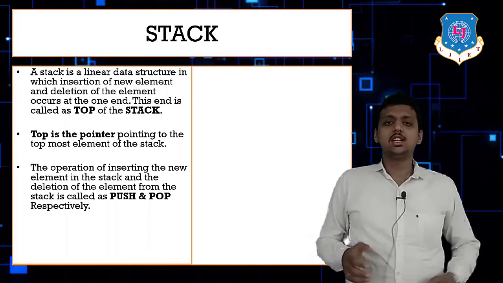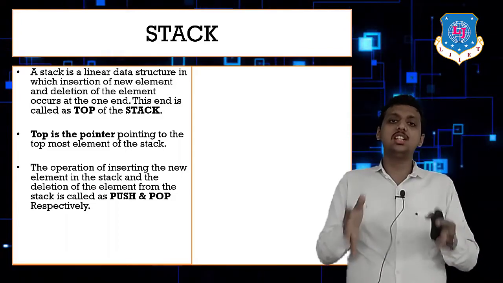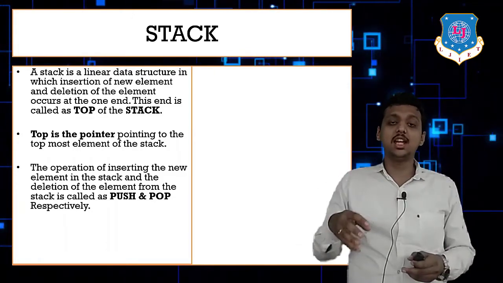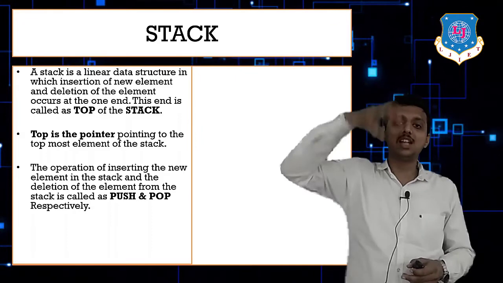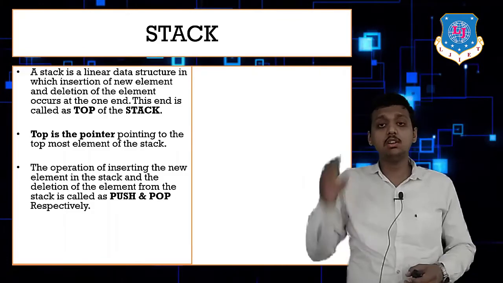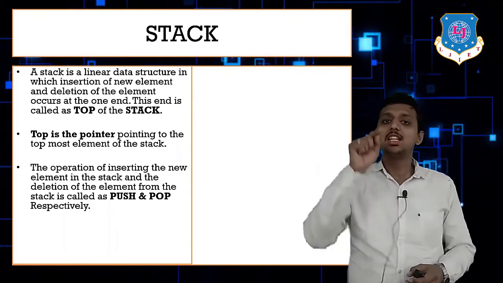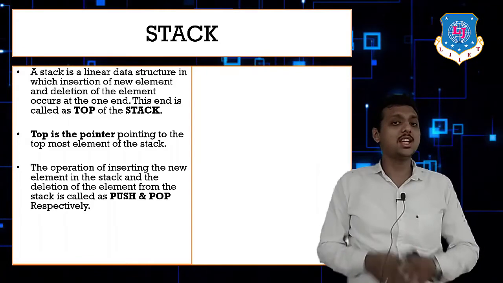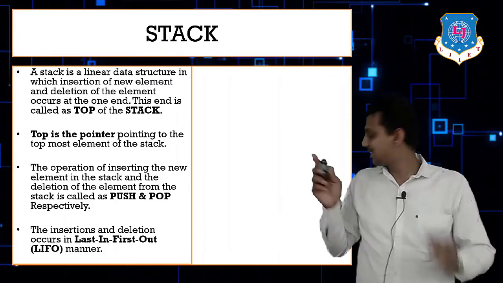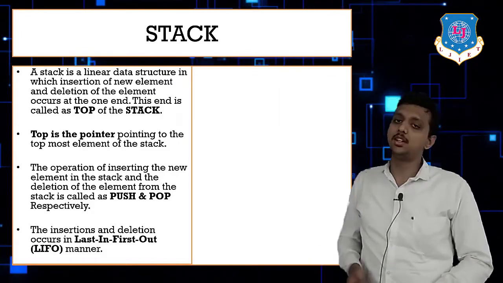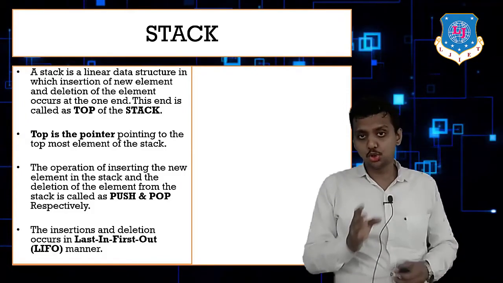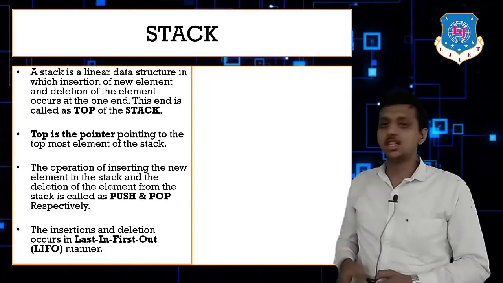How? In this particular linear data structure, if I insert something and then delete from the one end, the element or the disk which I inserted last becomes the first disk to be deleted. Whatever element you inserted last will be deleted first. That's why this terminology is known as LIFO, last in, first out. The insertion operation in stack is known as push and the deletion operation in stack is known as pop.